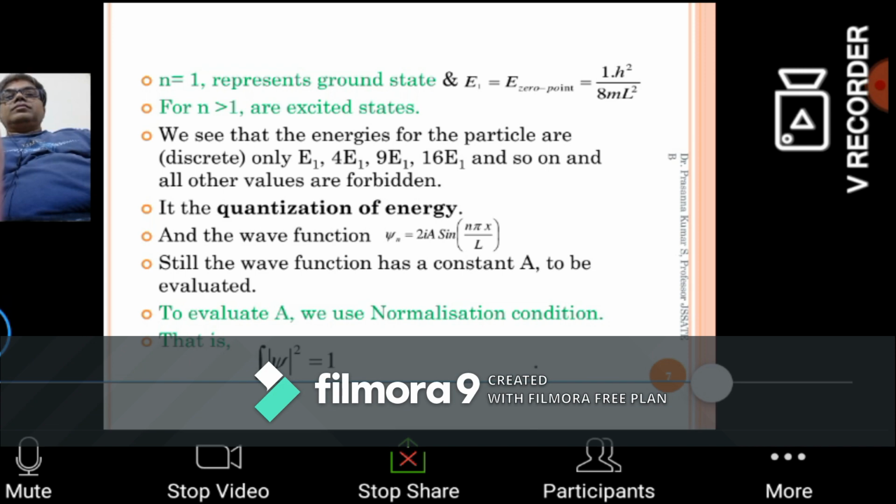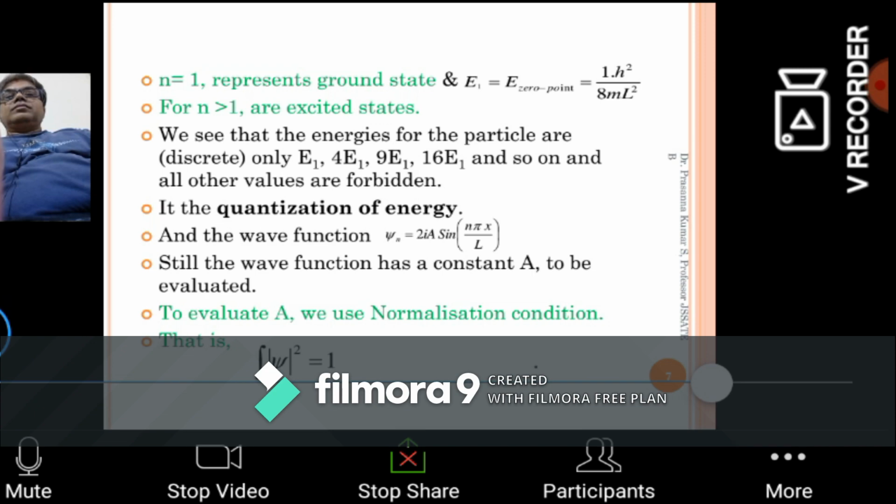But we did not get the wave equation for the electron. Since we already got the value of k, what is the value of k? It is n pi by l. So now I'll rewrite the wave function once again. It is psi n is equal to 2i a sine of k x, isn't it? So in place of k I am substituting n pi by l. So the wave function is psi n is equal to 2ia sine of n pi x by l.